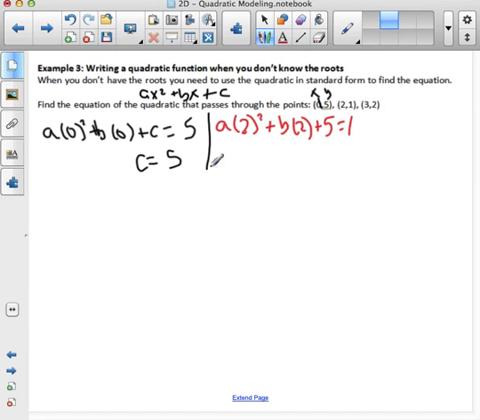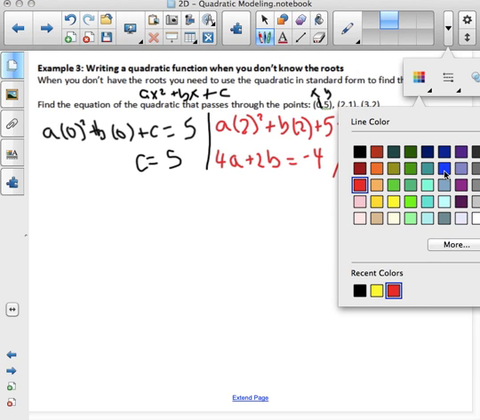So this gives me the equation for a, because 2 squared is 4. 4a, now it's not a squared, because only the 2 is being squared. 4a plus 2b equals, because I'm going to subtract the 5 to the other side, -4. All right, so that might look a little bit more Algebra 1-y for you, hopefully. It's like something we did in Algebra 1.